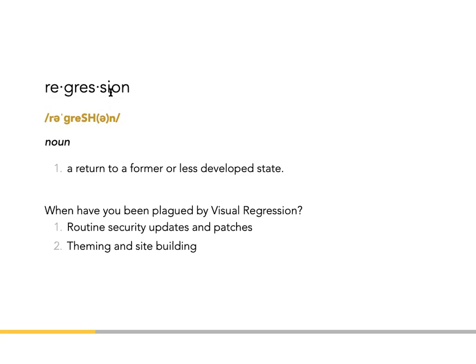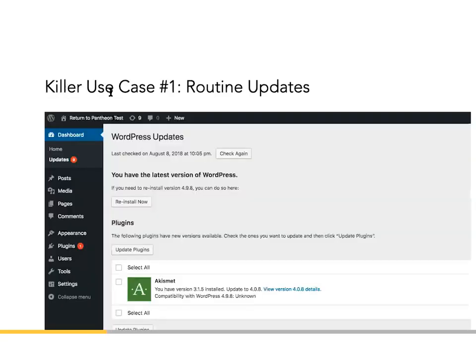Well, another one is theming and site building. As you're going through, you're making changes to your site, and you expect things to change. You expect to see visual differences as you start using your Sass and you start using your JavaScript, but you only expect specific things to change. And we'll talk more about that later too.